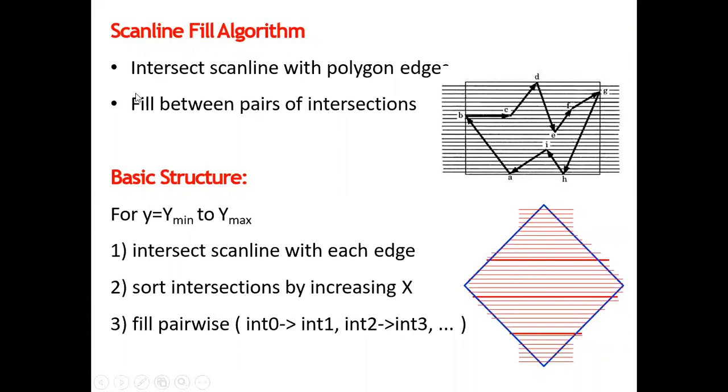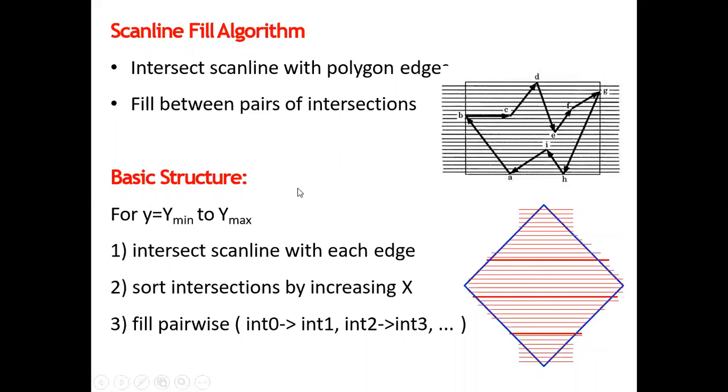The scanline fill algorithm intersects scan lines with the polygon edges. Which scan lines are within the polygon and which are outside? Those scan lines which are outside the polygon will be clipped, and for those scan lines which are inside the polygon, only those pixels will be filled by color. So we fill between the pairs of intersections of the edges.